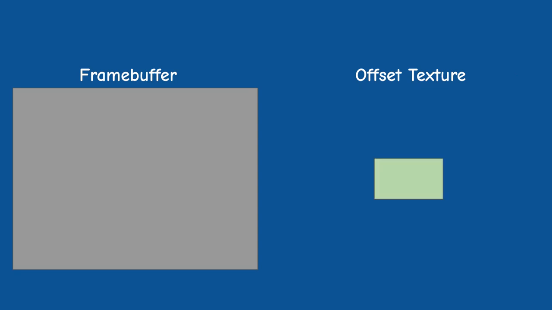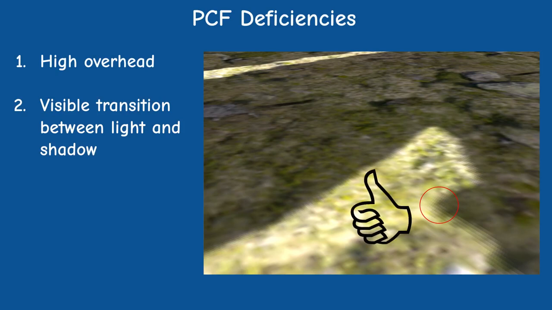Therefore, we will create a small texture of random offsets and map each pixel in the frame buffer to this texture using a simple modulo operation. The random pattern will repeat itself whenever this texture wraps around, but neighboring pixels will still get a different filter. So this will hopefully solve the visibility problem with PCF. What about the sampling overhead?